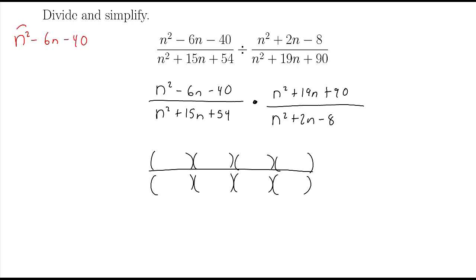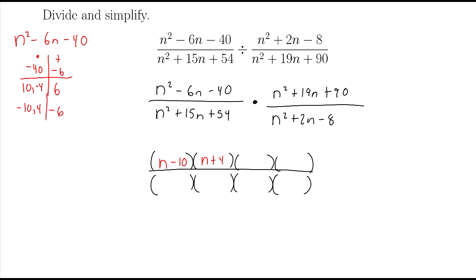There's an understood 1 in front of the n squared, so I can do this the shorter way. I just need to find two numbers that multiply together to be negative 40, but add together to be negative 6. The first numbers that come to mind would be 10 and negative 4. Those multiply together to be negative 40, but they add up to positive 6. I need it to be a negative 6, so I'm going to just change my signs. Negative 10 times 4 is negative 40. Negative 10 plus 4 is negative 6. So this will factor as n minus 10 and n plus 4.